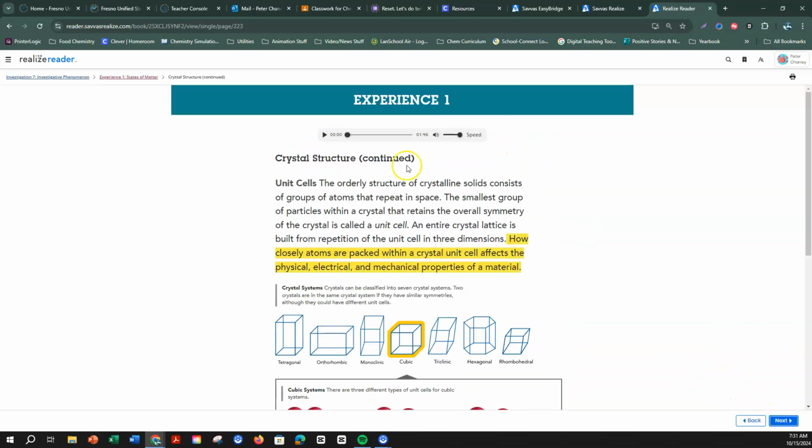And last thing that we're going to highlight is something about unit cells. So how closely atoms are packed within a crystal unit cell affects the physical, electrical, and mechanical properties of a material. So here's all the different types of structures that a crystal can be kind of arranged in. And cubic is interesting because if anybody's ever heard of cubic zirconium, that is a fake diamond, and so its structure is much, much different than a real diamond. And that's kind of why diamonds are rare and valuable, because of their structure and the properties that they have. Cubic zirconium looks good, made by man, but the structure is much different, weaker, and so forth.